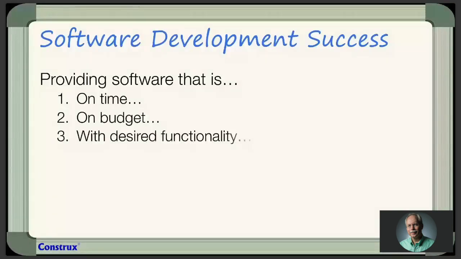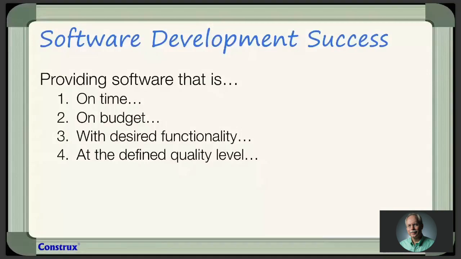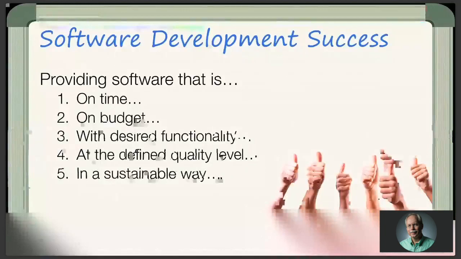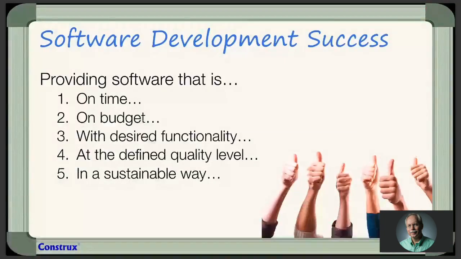And then with our desired functionality, that is, it's all the things that we agreed to and said are going to be there, at a quality level that is acceptable both internally to our ongoing development efforts and to our customers. That's what we're looking at. But I also like to add a fifth to this basic software development success list, and that is that the team does it in a sustainable way.